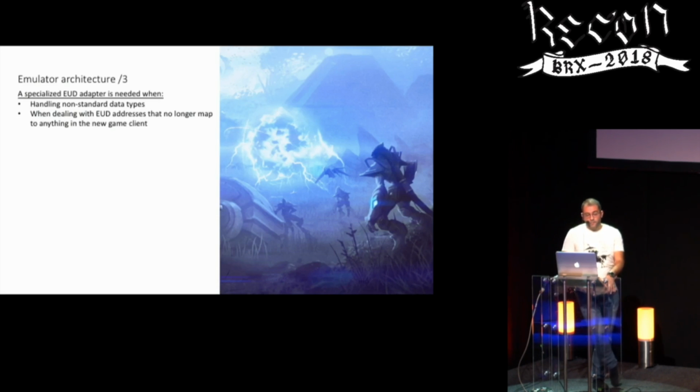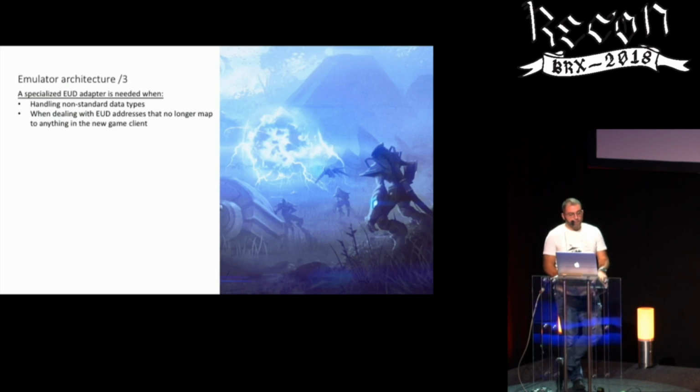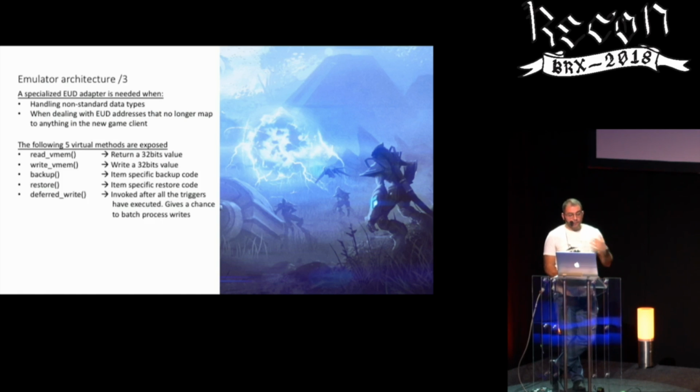So, and then I have specialized adapters, as I said. Basically, addresses no longer exist in the map, non-standard data types, bounded data types where I don't want them to write to an array a value bigger than a certain index. That has to be handled by code, not by pass-through emulation.